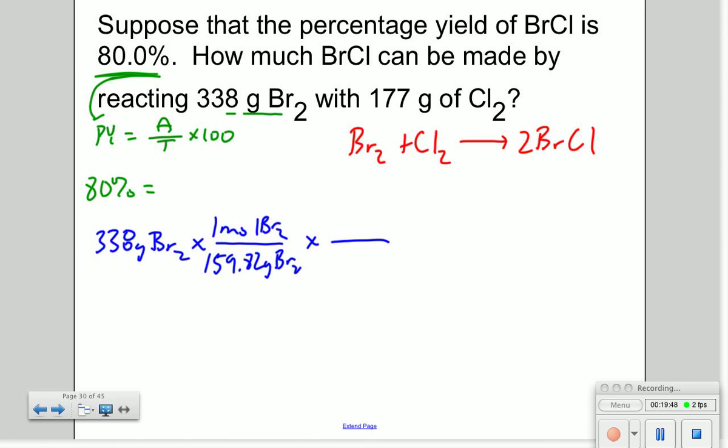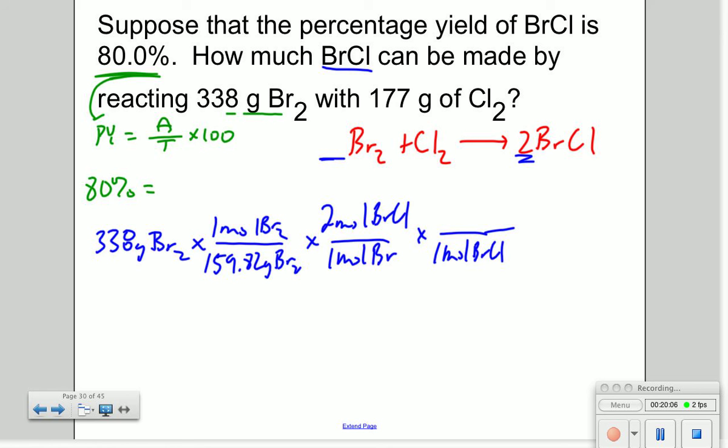So the mole ratio. If I look here, I have 1. And I'm trying to get to BrCl. I have a 2 here. Now I've got to convert 1 mole of BrCl to grams of BrCl. So bromine is 79.91 plus chlorine at 35.45. I get 115.36 grams of BrCl. Okay, my second stoichiometric equation is chlorine.